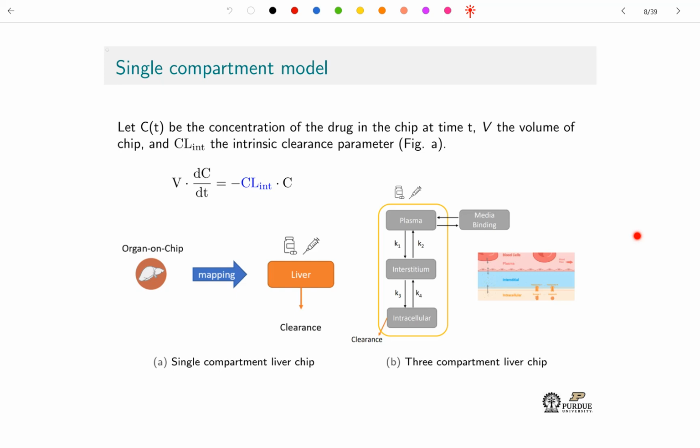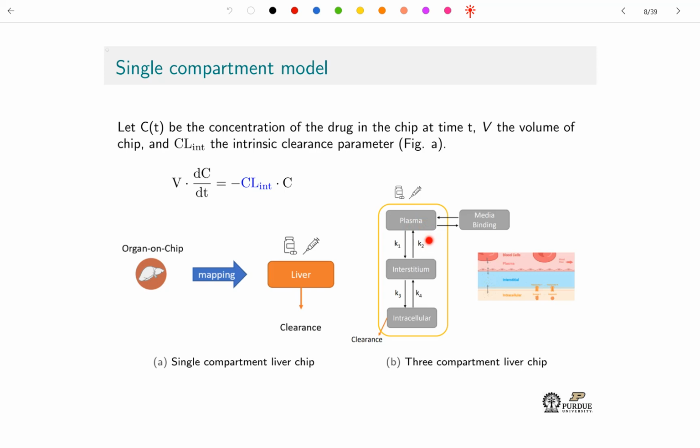Now, intrinsic clearance means the intrinsic ability of the liver to remove the drug in the absence of restrictions imposed on the drug delivery to the liver cell by blood flow or protein binding. So we have constructed a three-compartment liver chip model consisting of the plasma, interstitium, and intracellular compartment. The plasma compartment mimics the dynamic flow patterns reflecting physiological blood circulation, which influence the distribution of drugs to the hepatic cells.